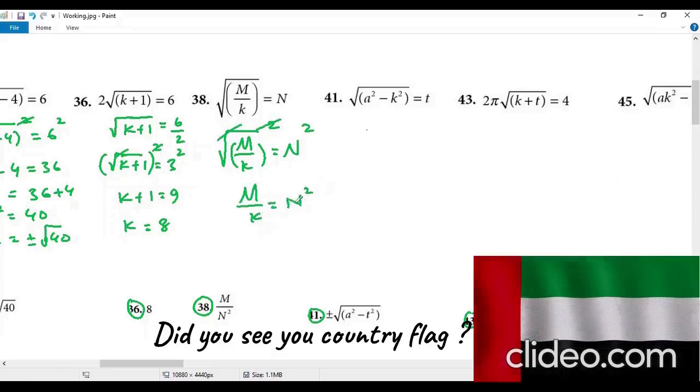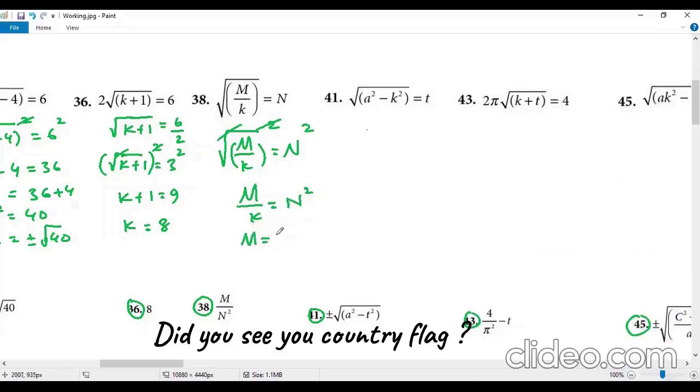And since we need k on one side, m is divided by k, so on the other side it will go and multiply by n square. So finally you will have k equals m over n square as an answer.